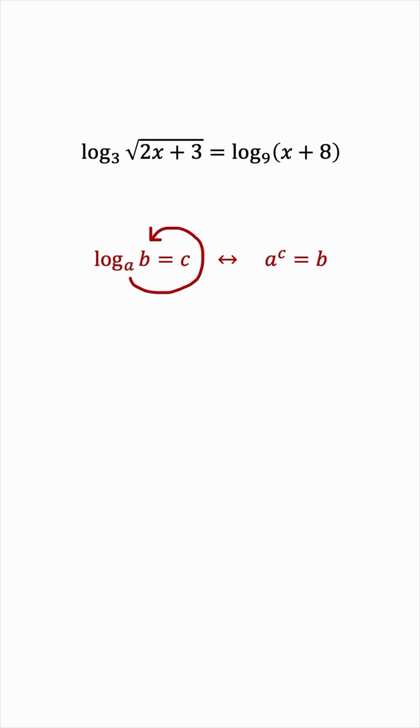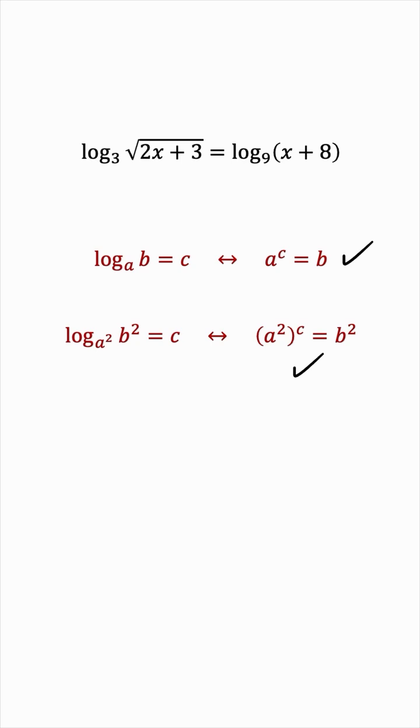Okay, how is this relevant here? Well, if we want to square the base, say we want to consider log a squared, then to keep c as is, we would need to square b. In other words, the exponential equation will become a squared to the c equals b squared. And that'll check out because it's basically squaring both sides of the exponential equation, right?